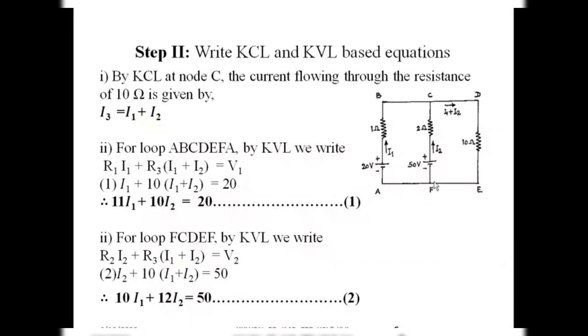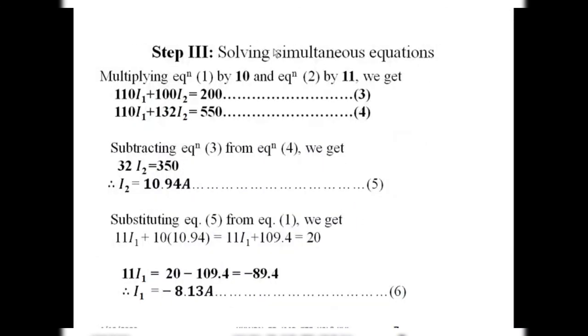There is only one EMF, of battery 50 volt, that is V2. So, putting the value of resistances and voltages and summing up the similar terms, we will get another equation, that is 10 I1 plus 12 I2 equal to 50. Now we have got the second equation from the loop F, C, D, E, F. It means now we have the two equations 1 and 2.